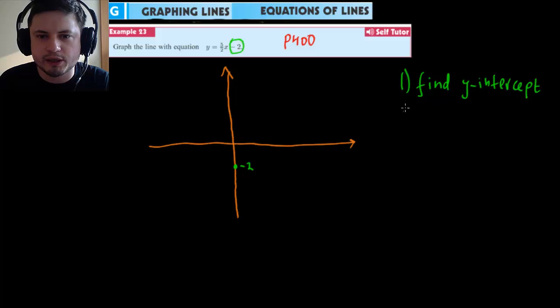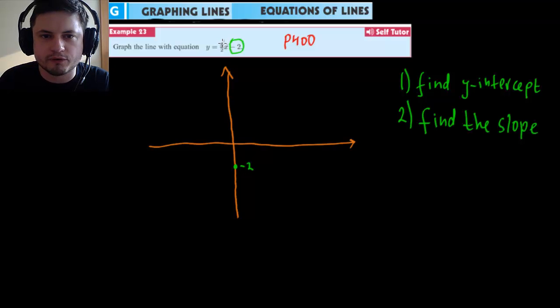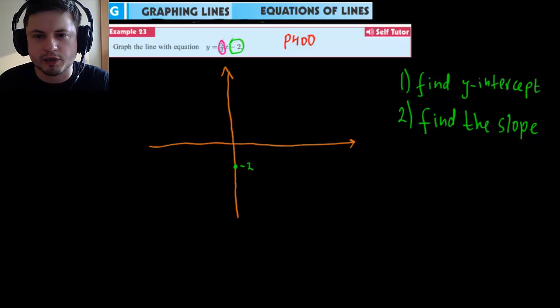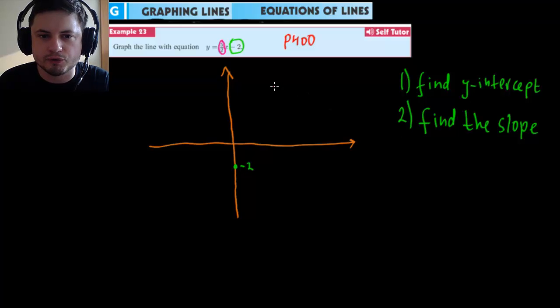Step number 2 is figure out what the slope is. Find the slope. And the slope, of course, is in front of x, and in this case, it's 5 over 2. So this is a fraction, so you need to figure out how you're going to draw this. So if it's a fraction, what is 5 over 2? 5 over 2, you can also rewrite this as rise over run. And in this case, it's delta y over delta x.